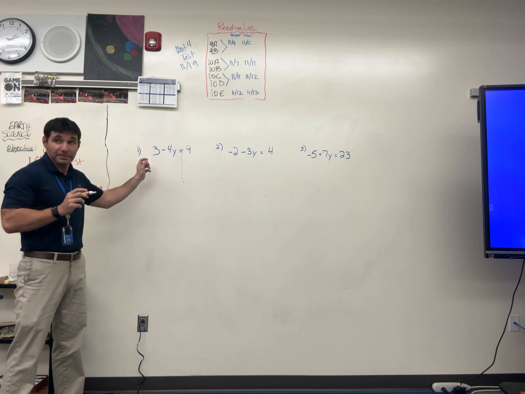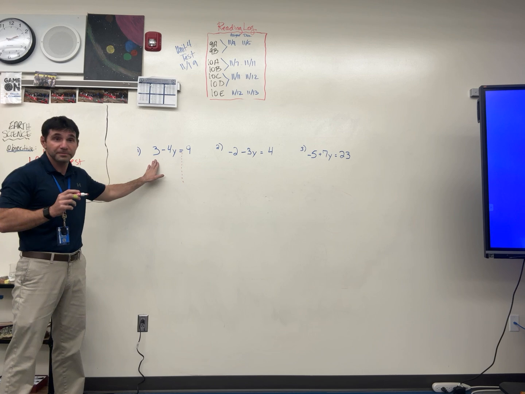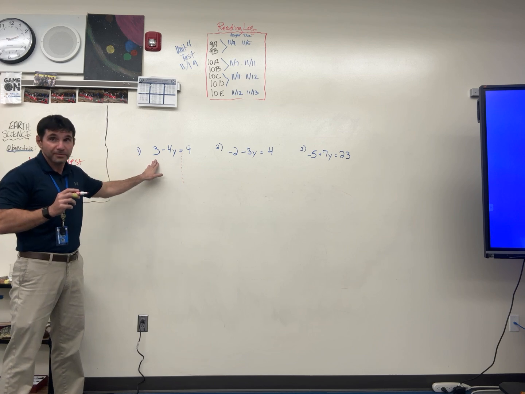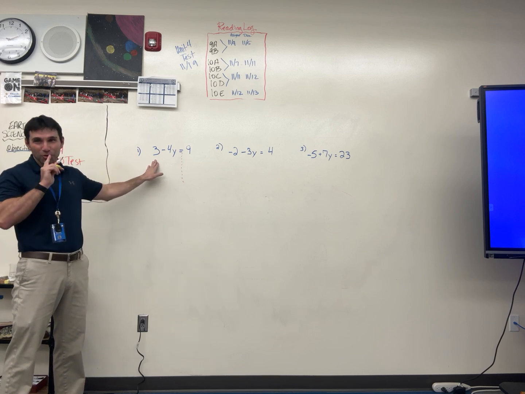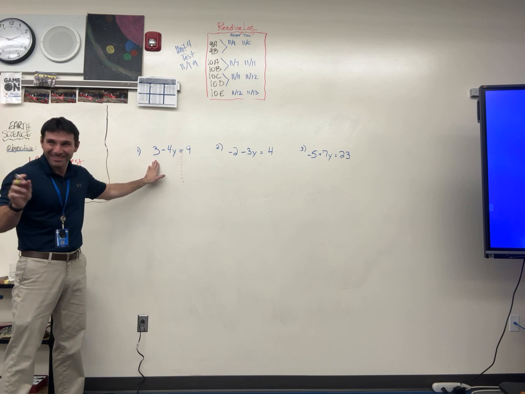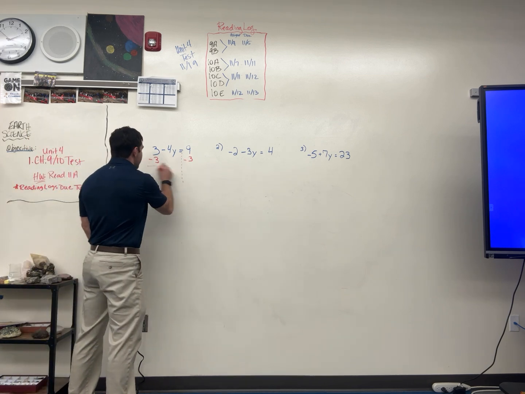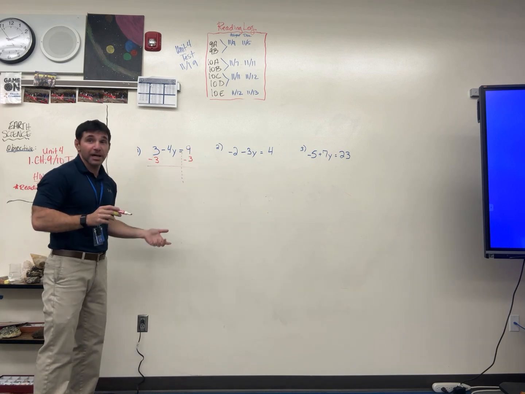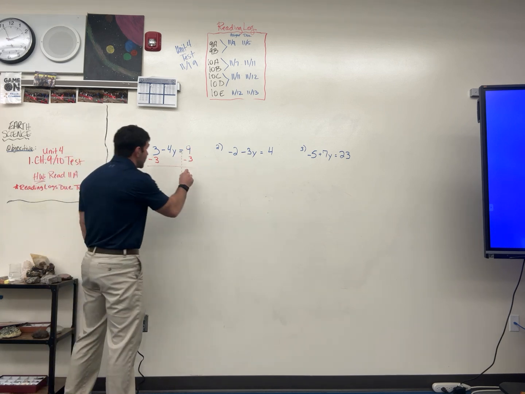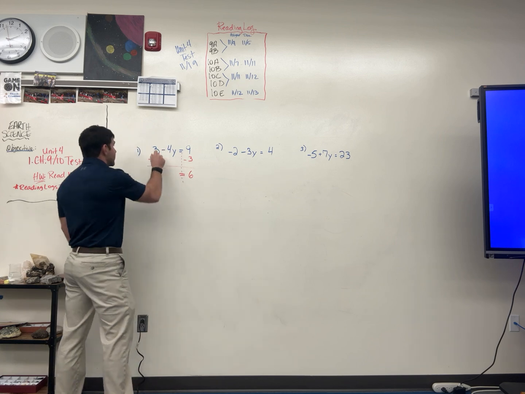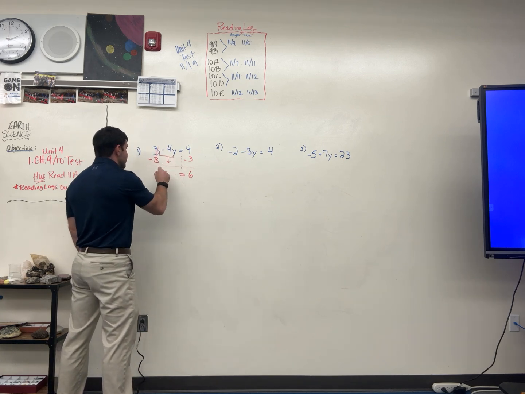The 3. How do I move a positive 3? Subtract itself. Yeah, so I'm subtracting 3 from both sides. In this case, I can do 9 minus 3 because they are like terms. 9 minus 3 is 6. 3 minus 3 is gone, that's 0. Bring down a negative 4y.